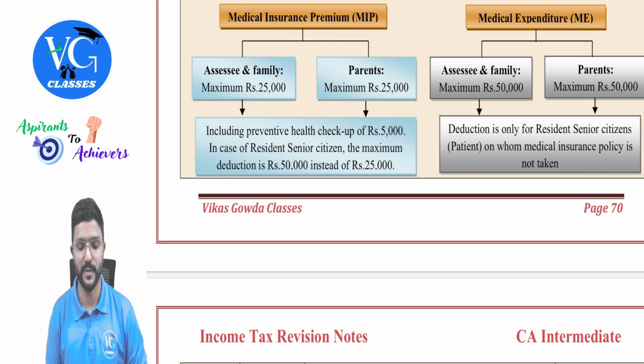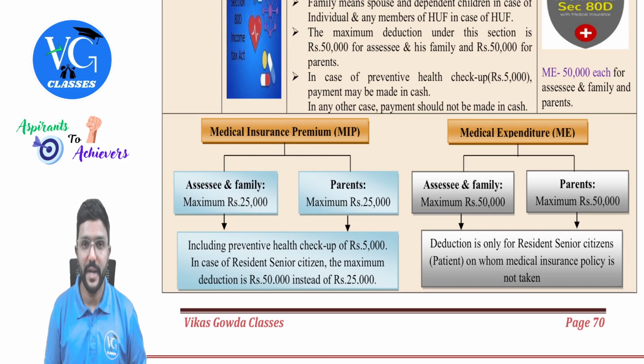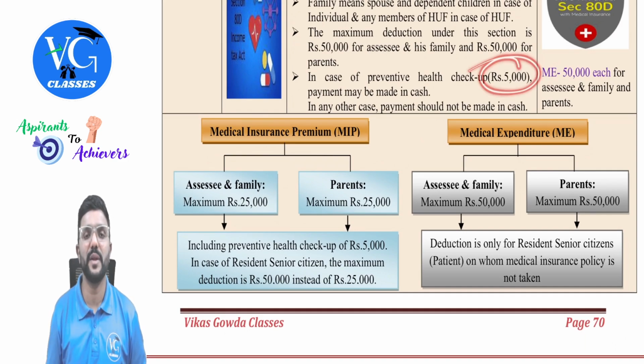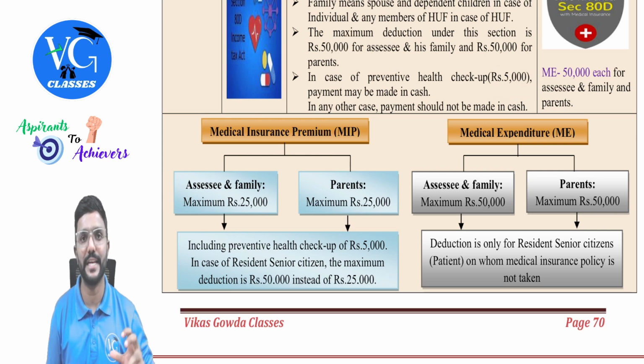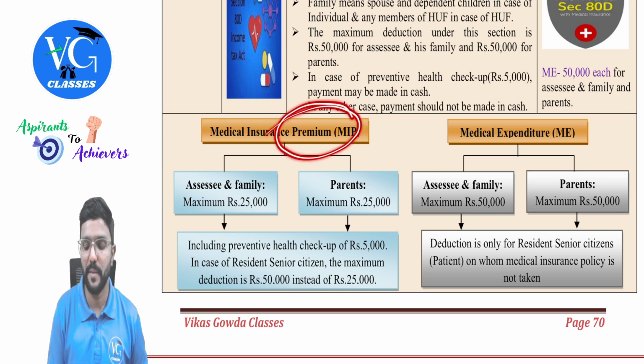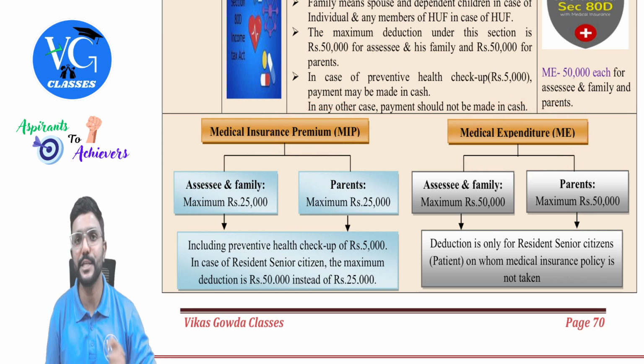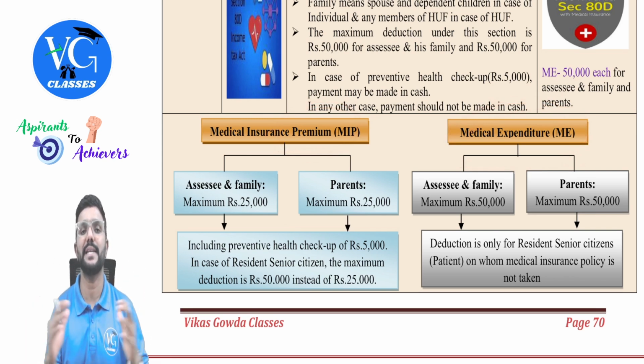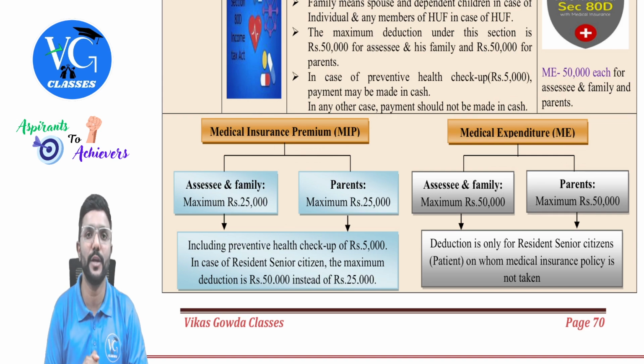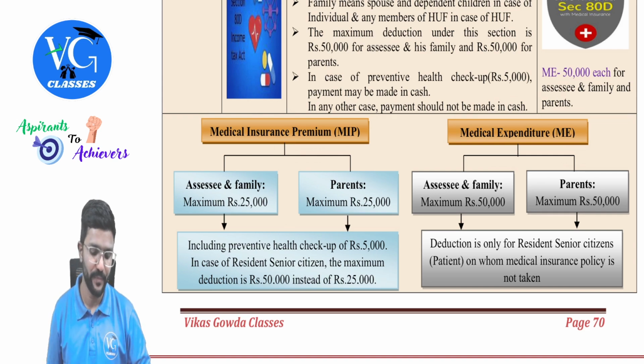Maximum is 50,000. So whatever you are paying, maximum 5,000 for preventive health checkup can be paid in cash, whereas medical insurance premium or medical expenditure has to be paid in any mode other than cash. Only then deduction will be allowed to the assessee, guys.